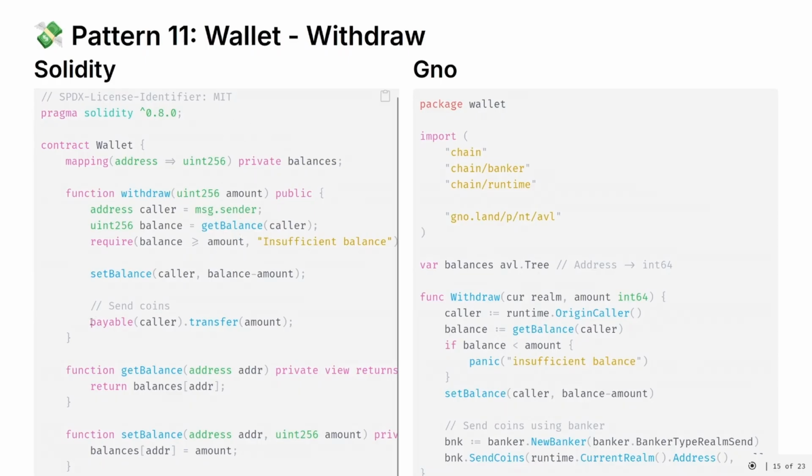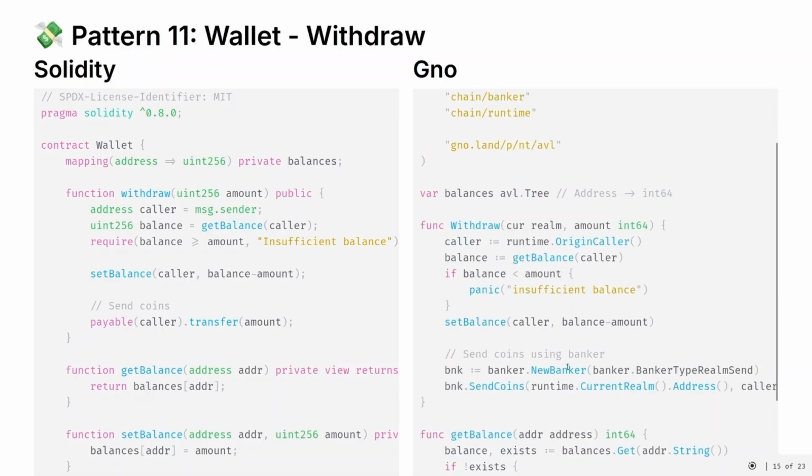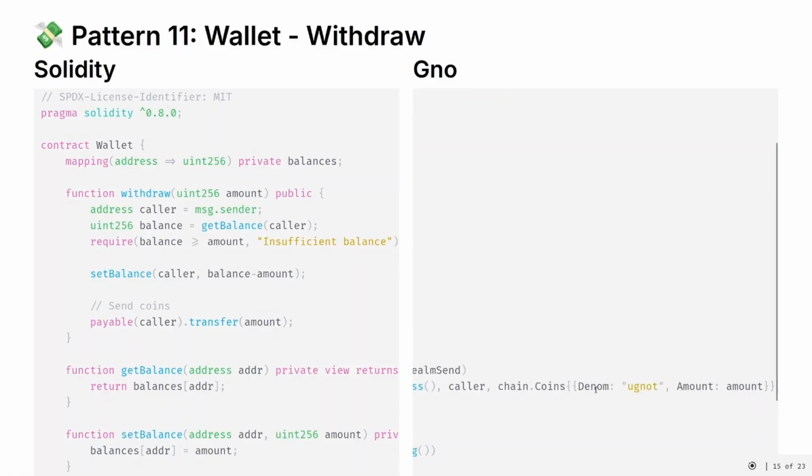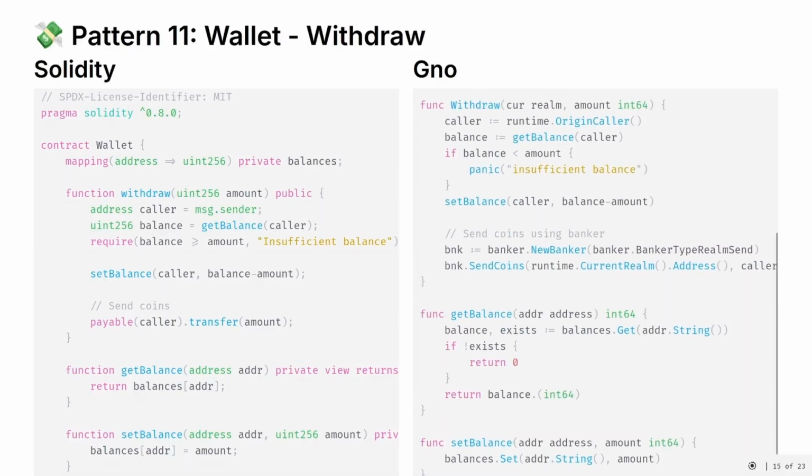To send the coins, you will use the payable caller transfer amount. So very straightforward. And in GNO, you will use again the new bankers, and this time you will use a type realm send, and you will send coins using the address of your own contracts, the caller. This is the denomination. You can put different coins if you want to send different kinds of coins. If your contracts have different denominations, if you create native coins, the functions after are the same.